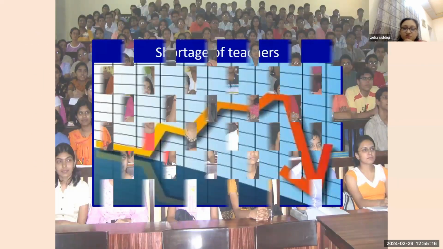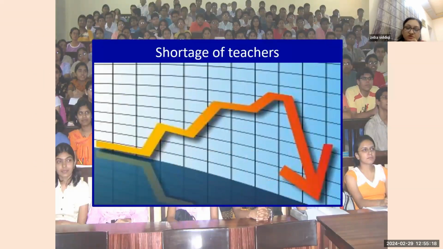Now you can see so many students are there, and just one teacher is teaching. So obviously there's a shortage of teachers, as we know, especially in our setup, like in India and this region, and many other countries also. So there's a shortage of teachers. So what do we do?